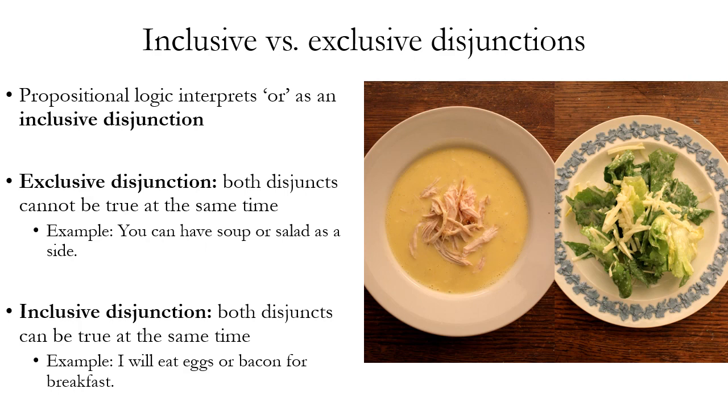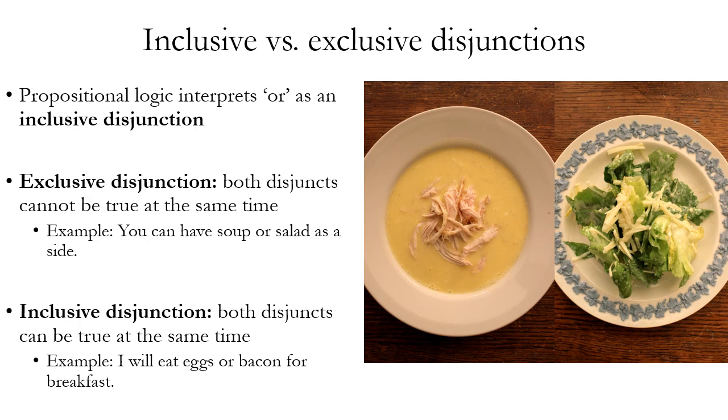There are at least two different ways we can use the word or. This is called the difference between inclusive and exclusive disjunctions. An exclusive disjunction is one in which both disjuncts cannot be true at the same time. So it's saying one and only one of them is true. If one is true, the other is not true.